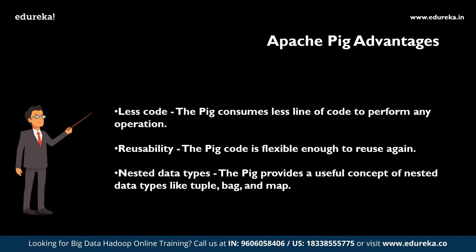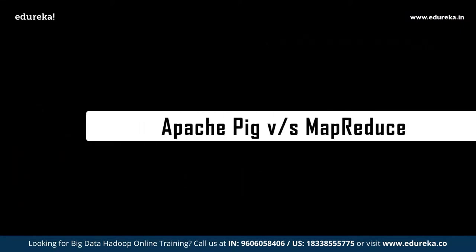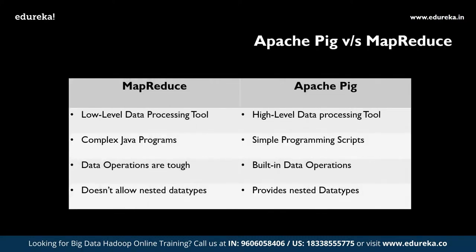So followed by that, the next important advantage of Apache Pig is the nested data types. The pig provides a useful concept of nesting data types like tuple, bag, and map. So these were the few important advantages of Apache Pig. Now we shall move ahead into the next topic, which is about the differences between Apache Pig and Apache MapReduce. So there are basically four differences between Apache Pig and Apache MapReduce.